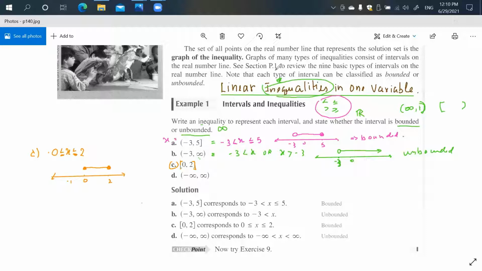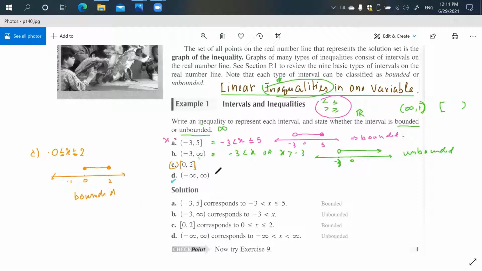Okay, now go to more questions, question D. Now do question D. This one, is it bounded or unbounded? Question C: bounded, right? Because they don't have the infinity sign. So this one is called bounded. Okay, this question is about that. So now come to question D.